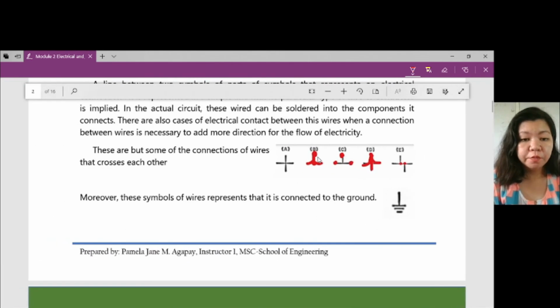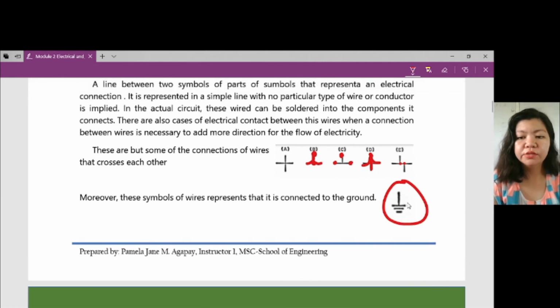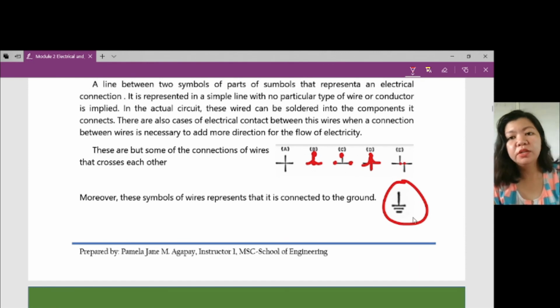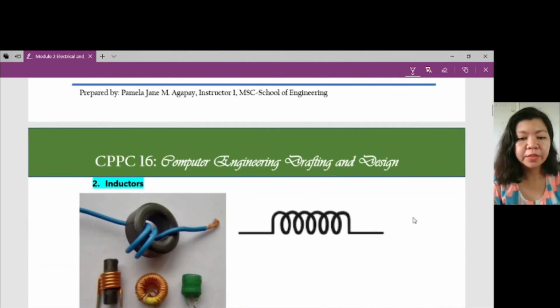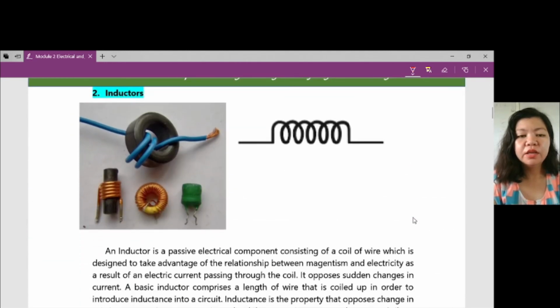Now, moreover, there is also a symbol that represents that the wire is connected to the ground. So this is the symbol that represents that it is connected to the ground. Now let's go to the next component.